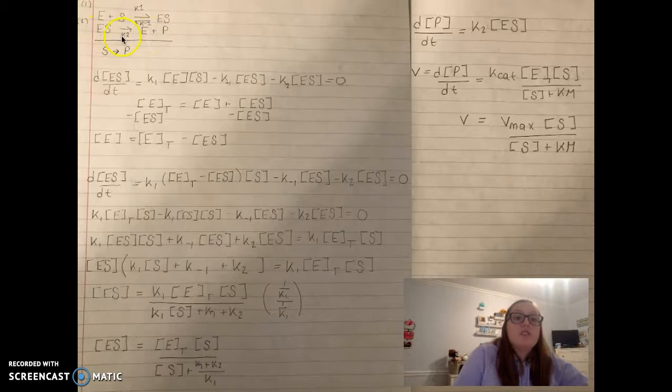So now if we add these two equations together, we're going to cancel out E here and here, and ES, and we'll just get S yields P, or substrate yields product, which makes sense if you think about it logically. So the next thing we need to take into consideration is the ES.